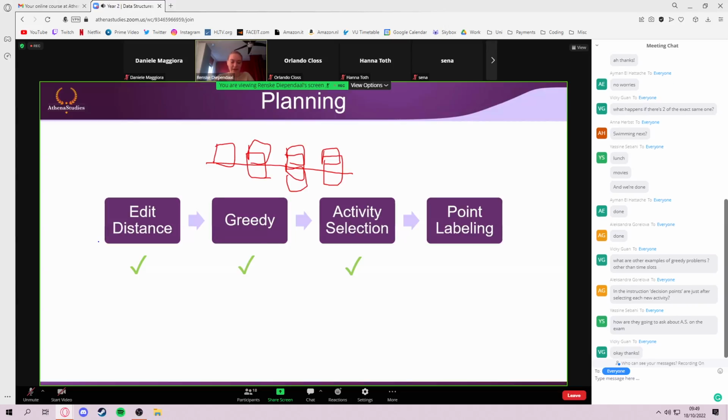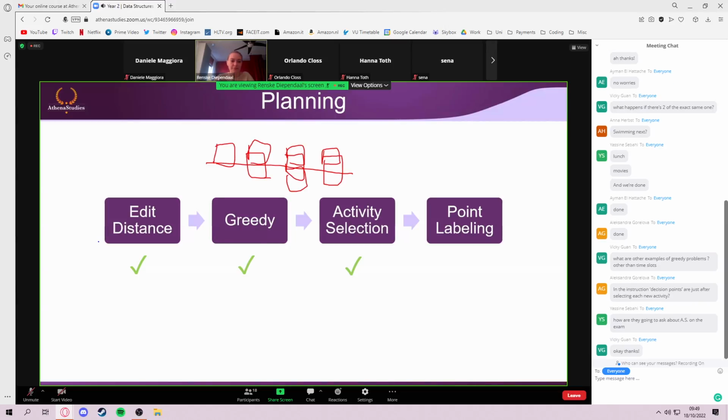How are they going to ask about this on the exam? Yeah, that's a good point. I think if you understand the algorithm and the problem, then you should be able to answer any questions. We don't have any multiple choice questions. We only have exams where they ask with full explanation questions. So the best we can do is understand the algorithm and see how it works.